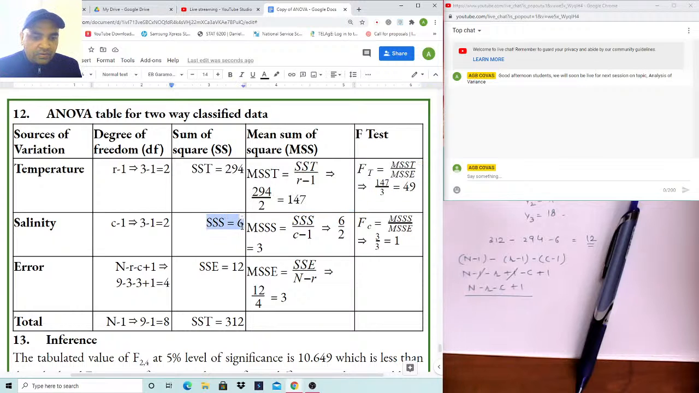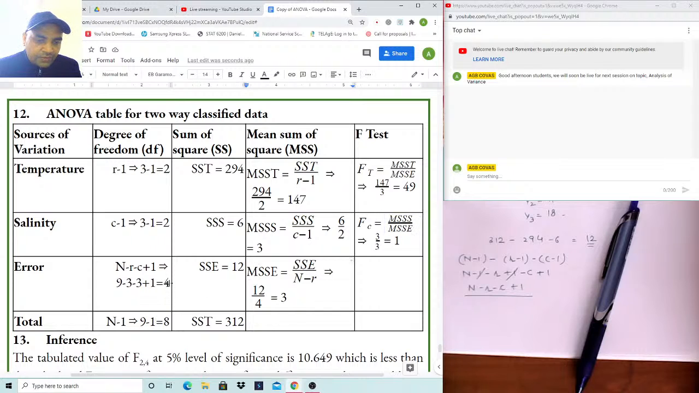Now sum of square due to salinity was calculated to be 6, isn't it? So when the sum of square due to salinity was calculated to be 6, the mean sum of square due to salinity will be sum of square due to salinity divided by column minus 1, that is the degrees of freedom due to salinity. So it will be 6 by 2 is equal to 3. Now the F value due to salinity will be mean sum of square due to salinity divided by mean sum of square due to error.